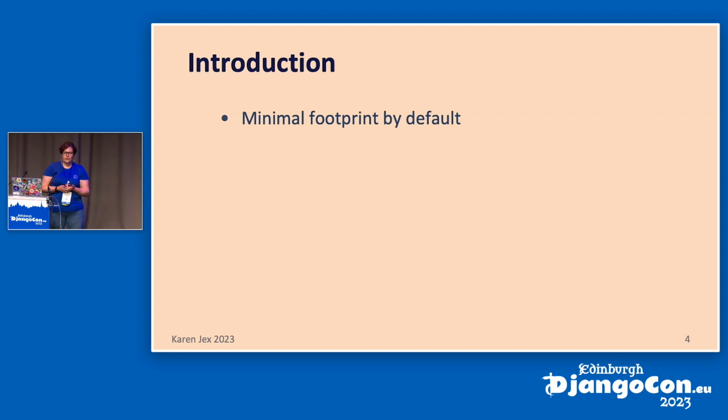So Postgres, when you install it, takes up very little space by default. It's designed so that you can install it pretty much anywhere you like without really worrying about the resources that it uses. But what that does mean is that those default parameters that it comes with might not be right for your production database.